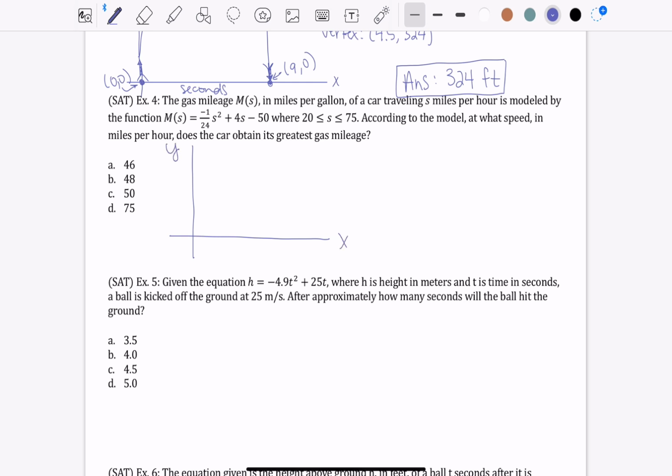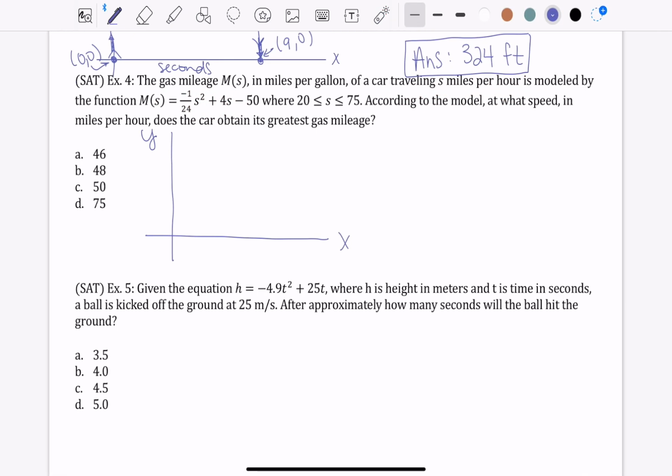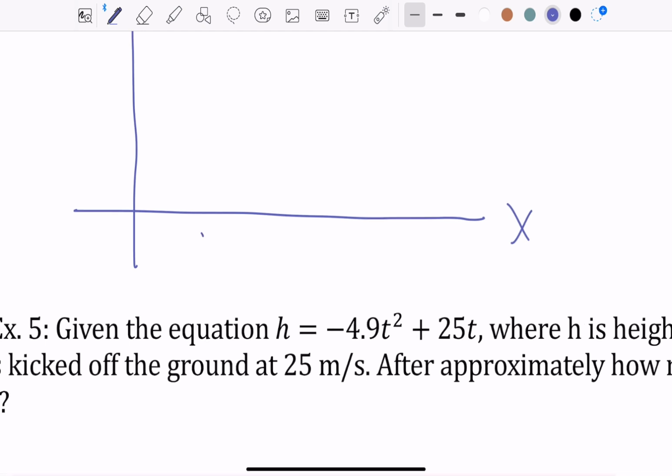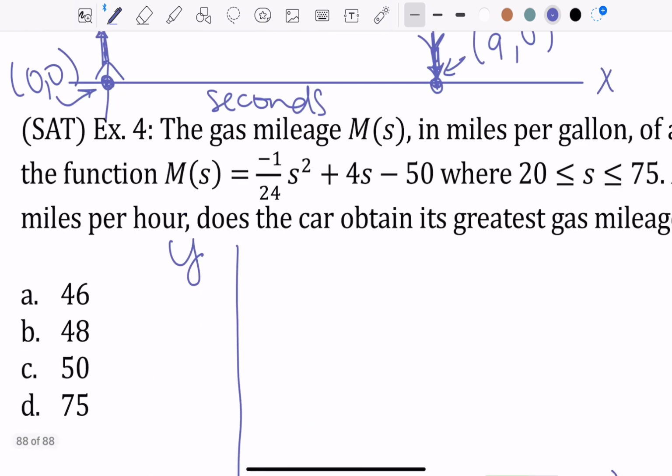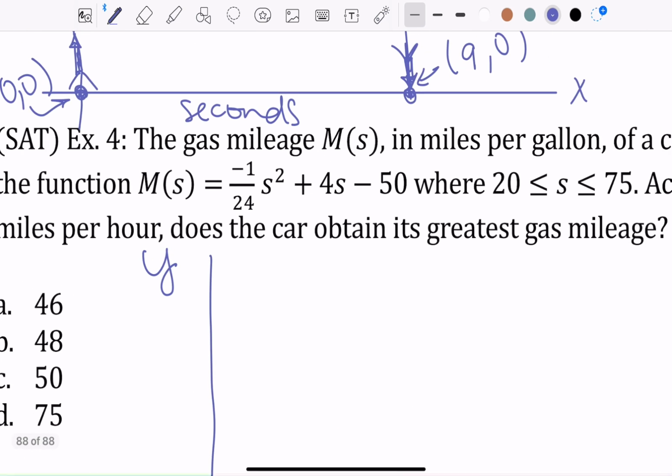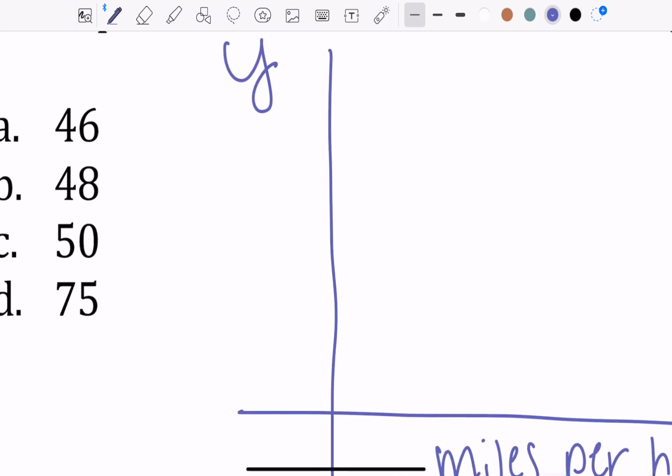It says the gas mileage m of s in miles per gallon of a car traveling s miles per hour is modeled by the function m of s equals. You can see here s is taking the place of x. So we would assume that miles per hour, s, is the one that's going to be on the x-axis. So I'm just going to label that miles per hour. And that means that the other direction, the y, would be this gas mileage or miles per gallon.